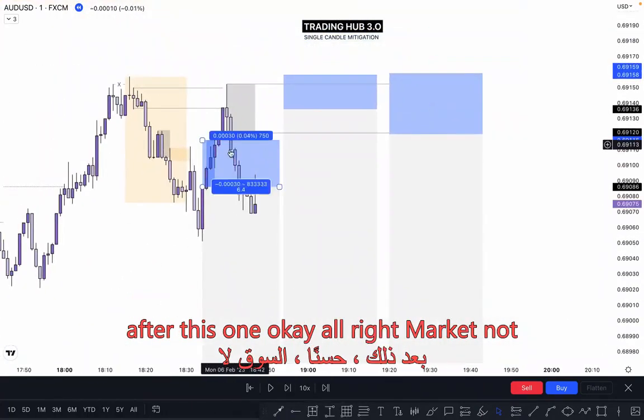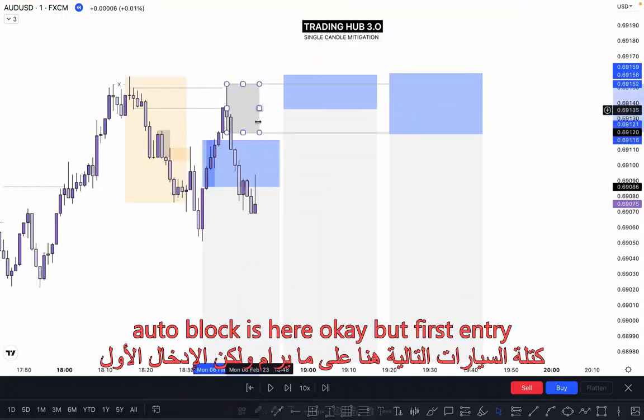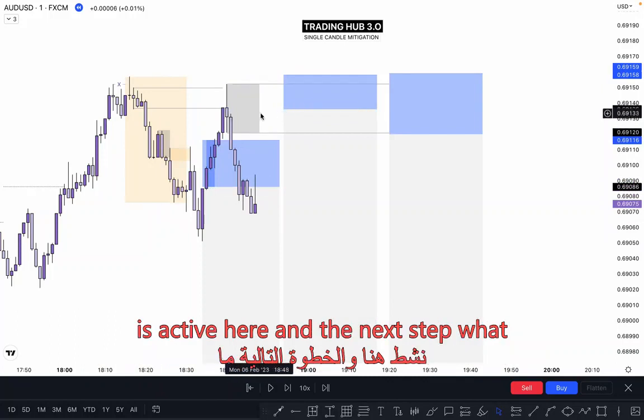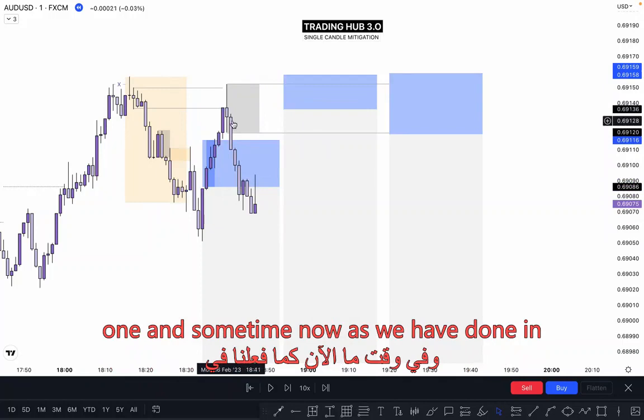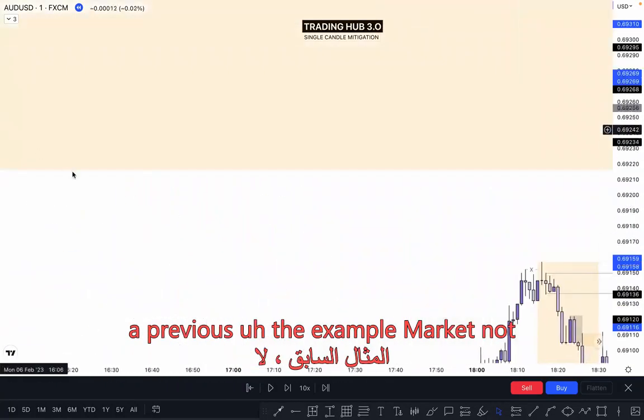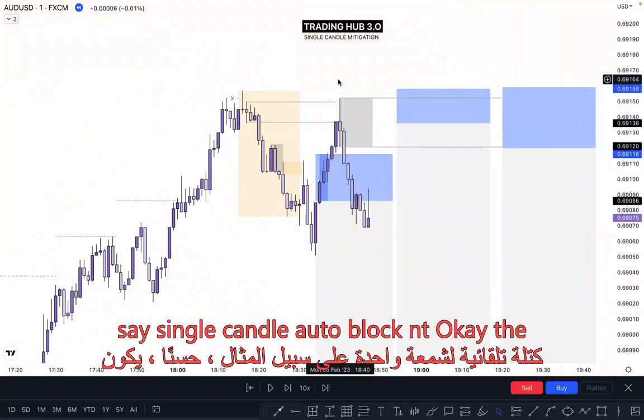Okay, all right, market did not mitigate our next order block here. But first entry is active here, and sometimes the market mitigates this one and sometimes not. As we have done in the previous example, the market did not mitigate our pullback entry, like you can say, single candle order block entry.